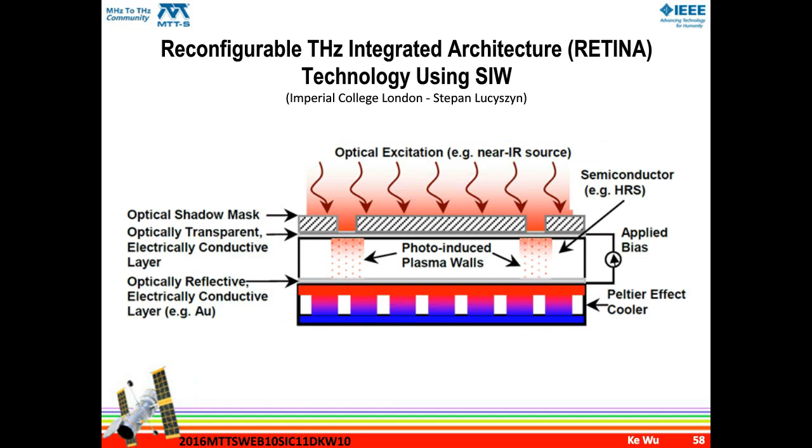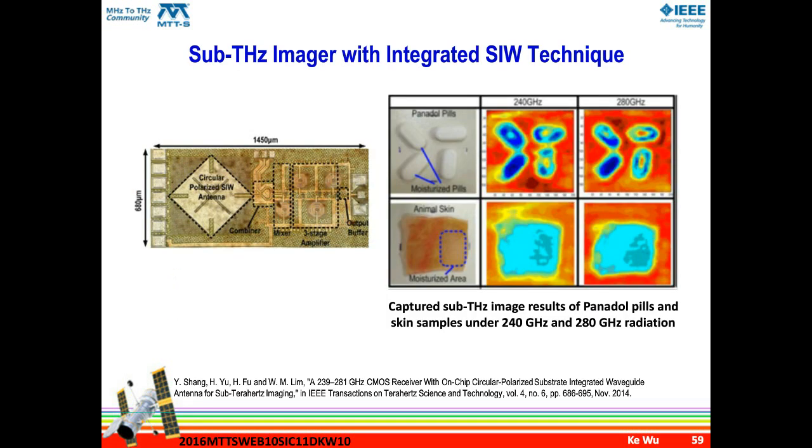Well, you can see this can also be developed into so-called multi-layer, photoconductor-based structures. For example, using a photo-induced plasma wall to create so-called optically controlled, optically configurable structures. This was developed by the group at Imperial College London. So this is a very interesting, exciting development in the field to do the job for terahertz, and you can also use even the CMOS process to do the job.